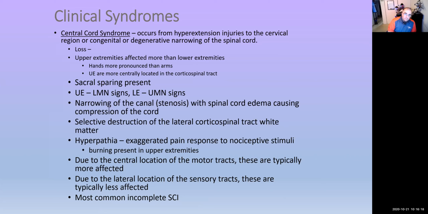Because your motor tracts are more centrally located, they're more affected than your sensory tracts, right? This is the most common incomplete spinal cord injury, right? So this is the most common incomplete, so a hyperextension injury. Again, mainly because they have sacral sparing. Usually S1, S2, S3, S4, S5 are functional.